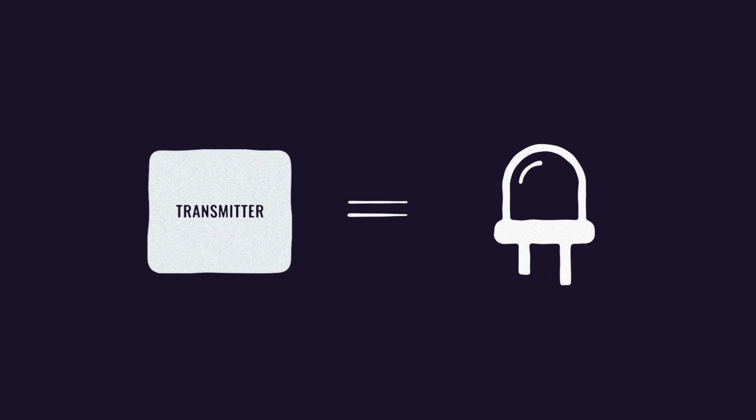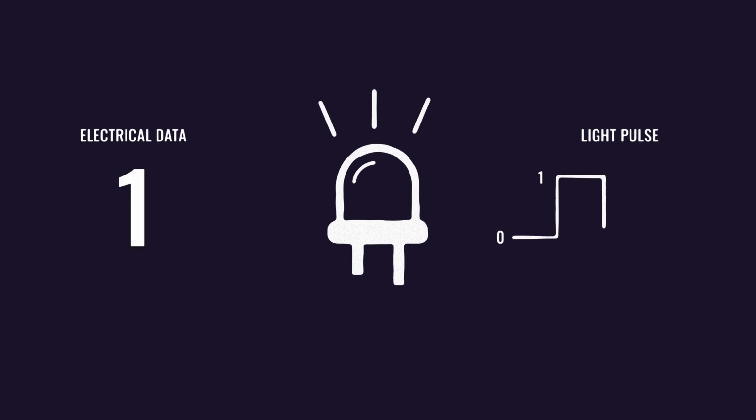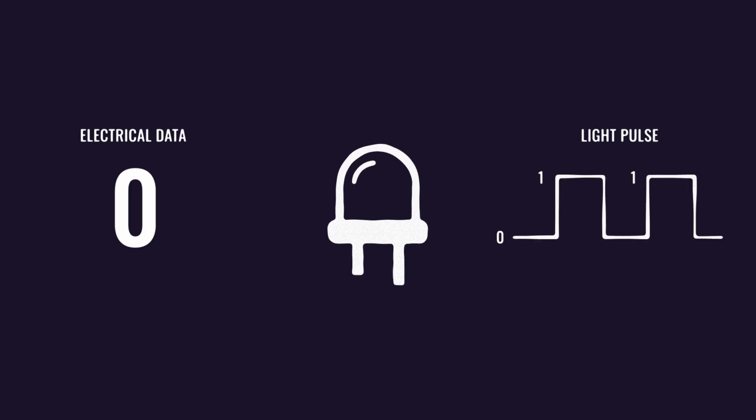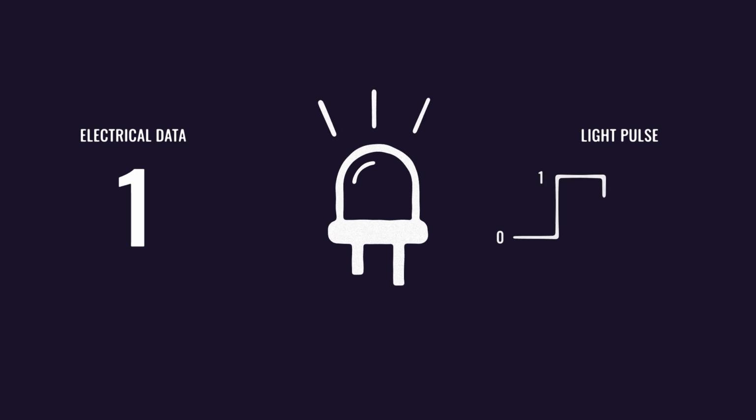The transmitter is a light source, such as a semiconductor laser diode or a LED. They convert electrical digital signals into light pulses. Let's use the LED for now.